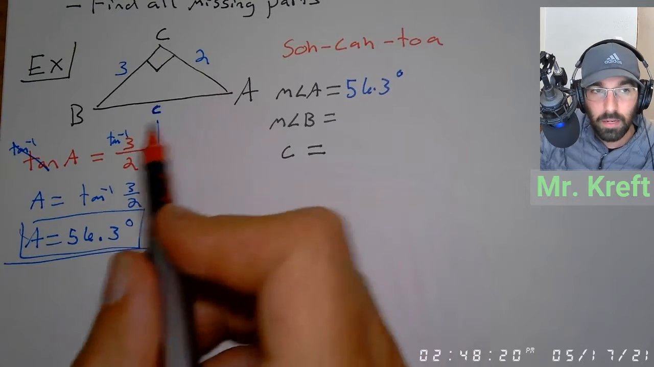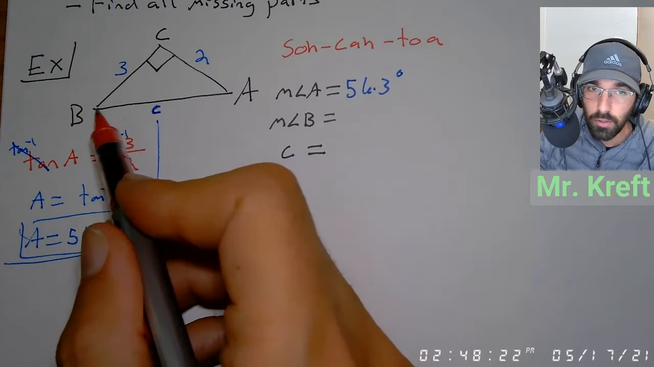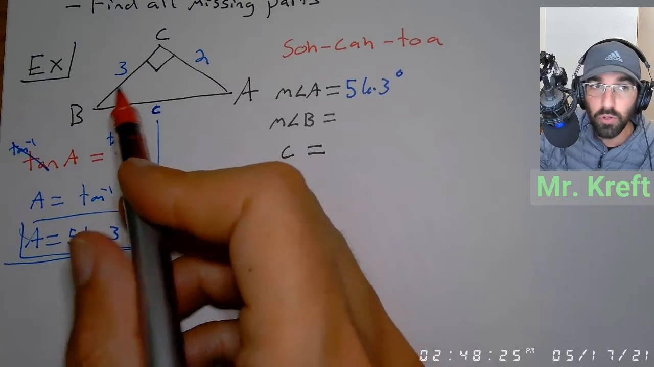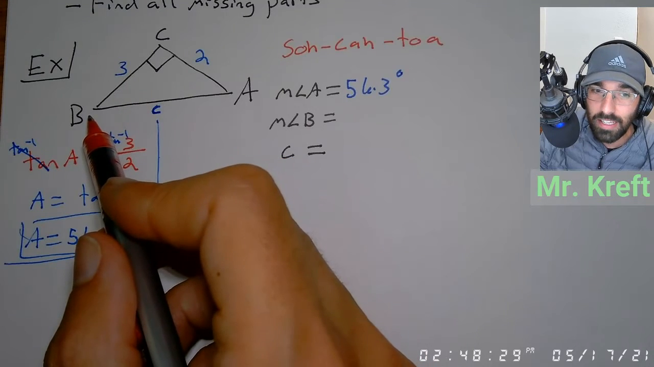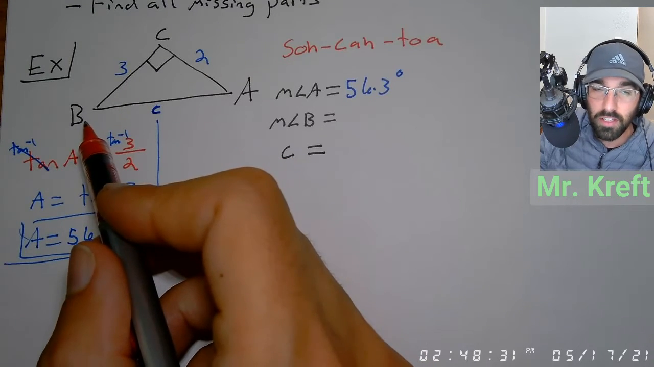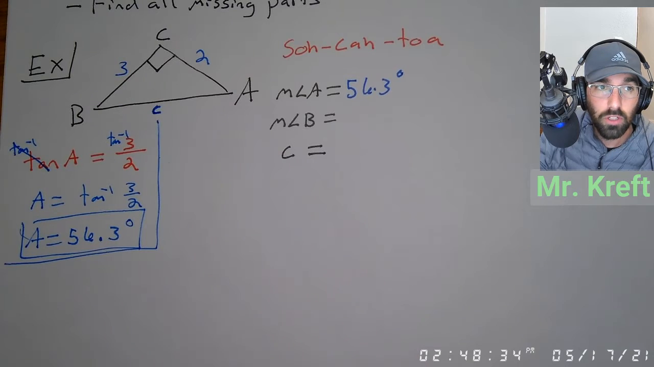Okay, so we found angle A. Now we're going to find angle B. So we're changing our reference angle, right? You got to be careful. Notice how I didn't label, because when you change your reference angle, your opposite and your adjacent are going to switch, right?